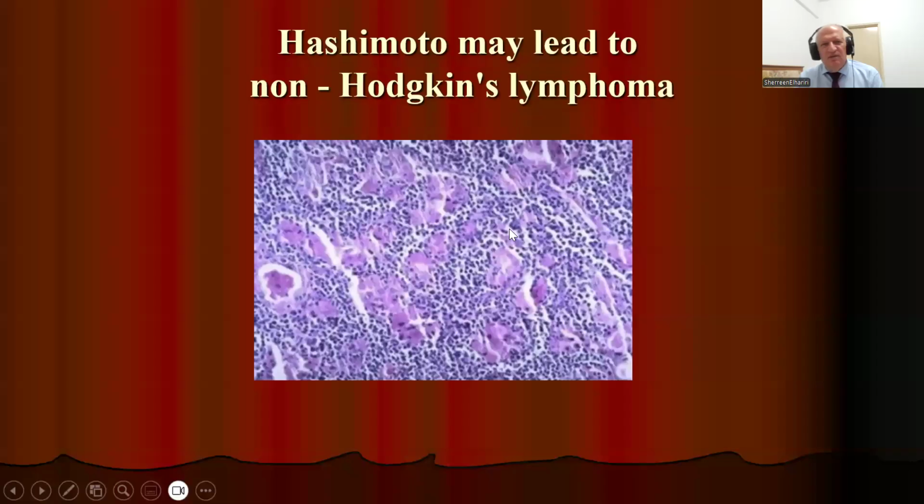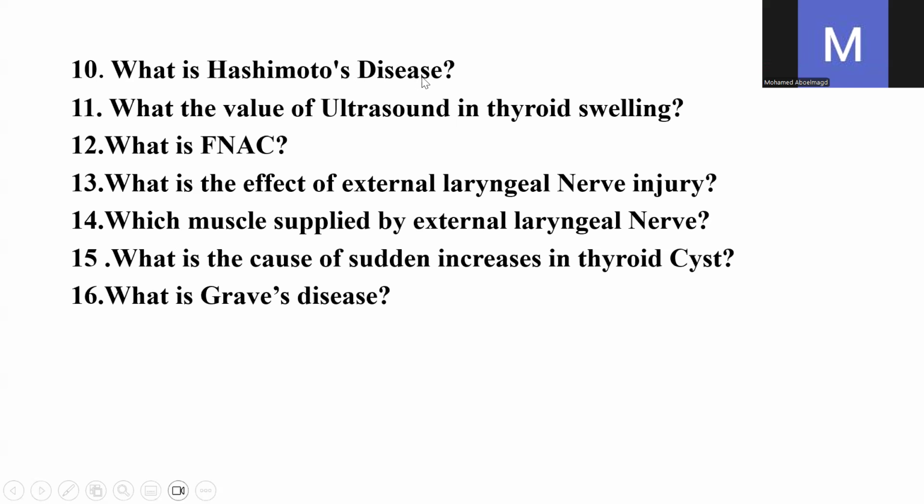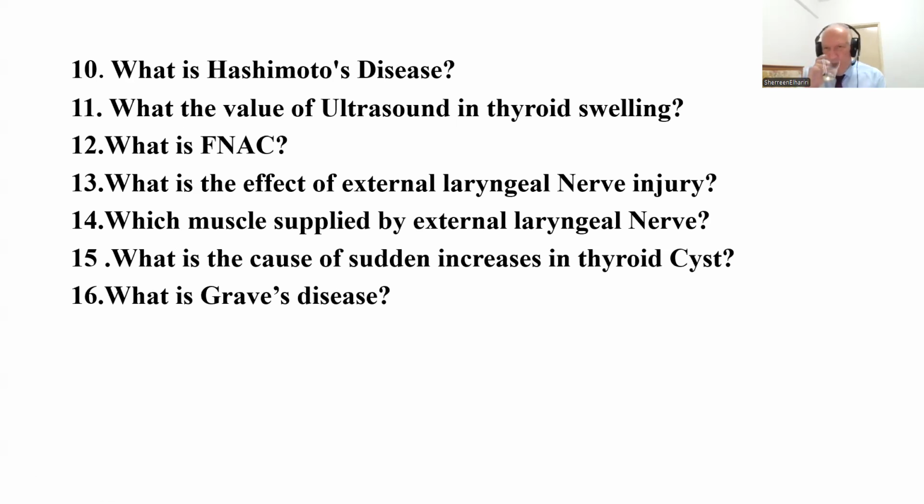All right. So we mentioned this is Hashimoto, and Hashimoto can be followed by non-Hodgkin lymphoma. So back to you again, doctor. What is Hashimoto? Just in a simple way. It's an inflammatory disease that occurs in the thyroid gland. So it is an autoimmune inflammatory disease. What is the value of ultrasound in thyroid swelling? To determine the nature of the swelling, if it's cystic or solid.